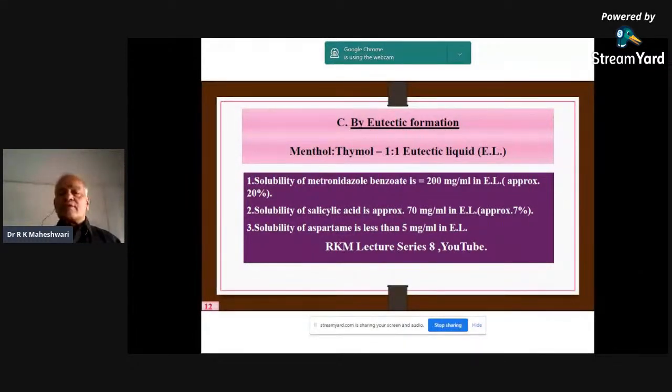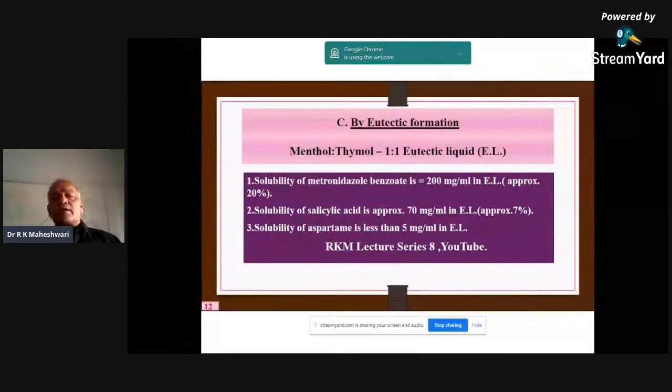So what happened here? The molecules of menthol, which is solid at room temperature, and the molecules of thymol, which is solid at room temperature, have come in liquid state in this eutectic liquid, and it is a clear colorless liquid. Now, example: solubility of metronidazole benzoate, which is a poorly water soluble drug.